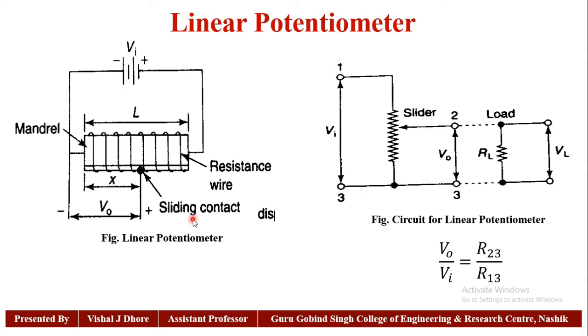A linear wire-wound potentiometer consists of a resistance element with a number of turns of wire wound around a non-conducting mandrel, together with a sliding contact that travels over the bare wires. So this is the resistance wire, and it is wound on that mandrel in a number of turns.